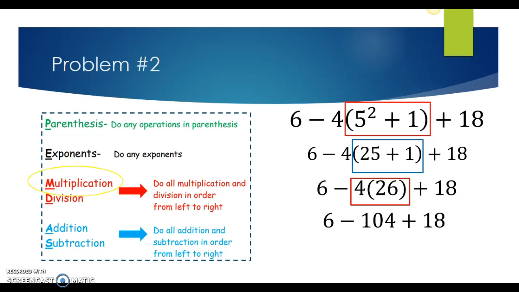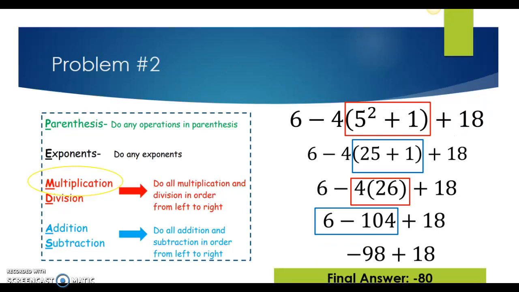So now all I have left is addition and subtraction, and I work these operations in order from left to right. So I will do 6 minus 104 as my first step, giving me negative 98 plus 18 for a final answer of negative 80.